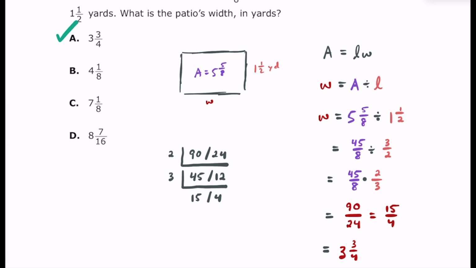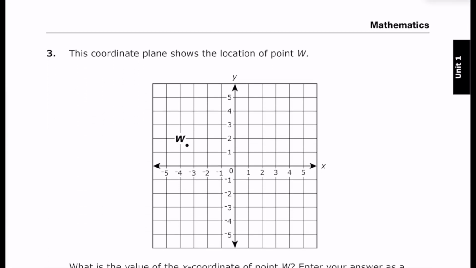All right, cool. Let's go ahead and check out number 3. For number 3, it says the coordinate plane shows the location of point W. That's right over here. Keep in mind that this is going to be in quadrant 2, so maybe that helps to see or just refresh your memory. Quadrant 1, quadrant 2, quadrant 3 would be down here, and quadrant 4.